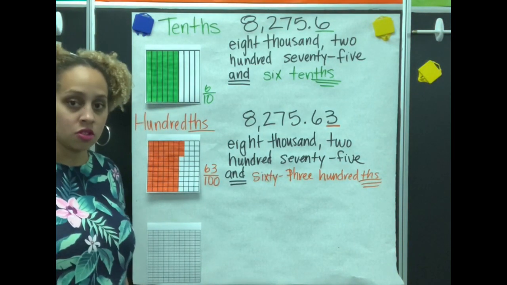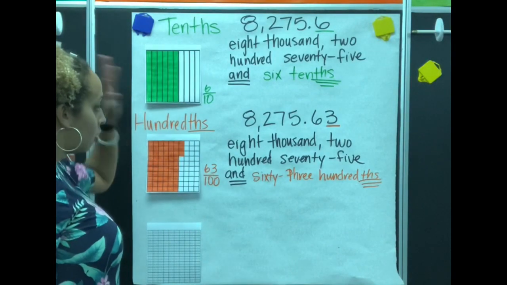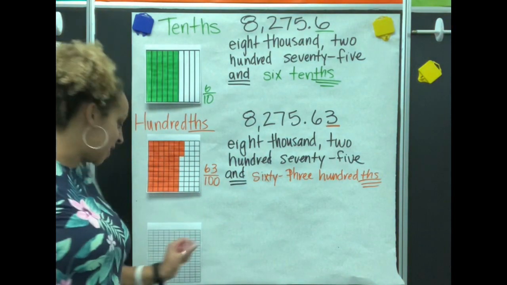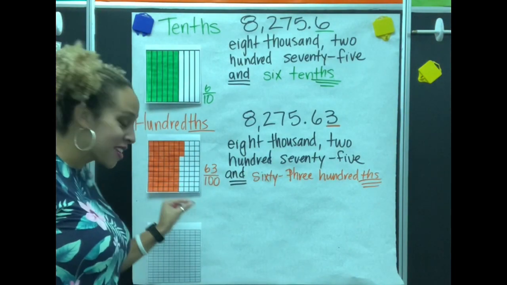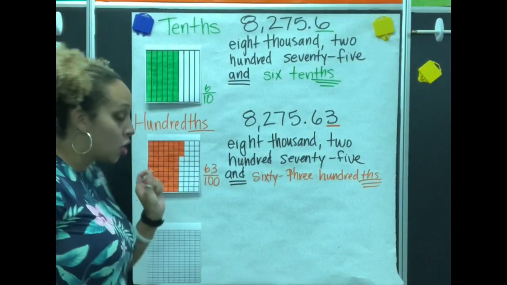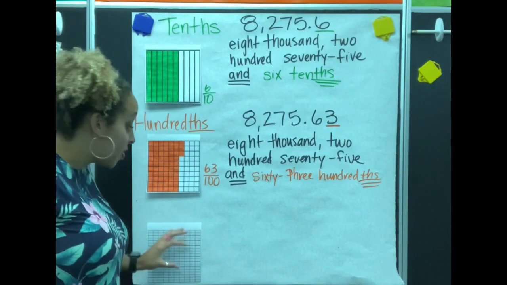Okay? So that's why we say it the way we say it. We took a whole, we bust it into 10. We take those 10, we bust them into 100. Now we're going to take those 100 pieces, and each one of these pieces, we're going to split into 10 pieces. They are super tiny on yours. Super, super tiny. So you want to make sure that you're paying attention. That's what it means though.